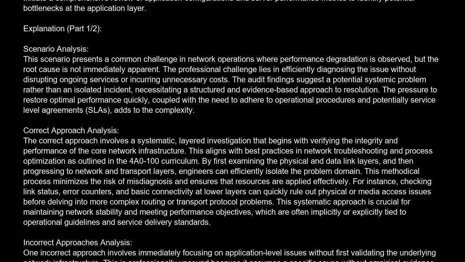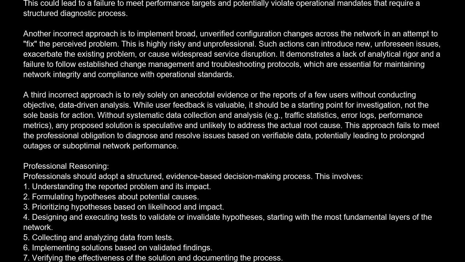Incorrect approaches analysis. One incorrect approach involves immediately focusing on application-level issues without first validating the underlying network infrastructure. This is professionally unsound because it assumes a specific cause without empirical evidence and can lead to wasted effort and time. It bypasses the fundamental troubleshooting steps required by network engineering best practices, potentially overlooking critical infrastructure problems that are the true root cause. This could lead to a failure to meet performance targets and potentially violate operational mandates that require a structured diagnostic process.